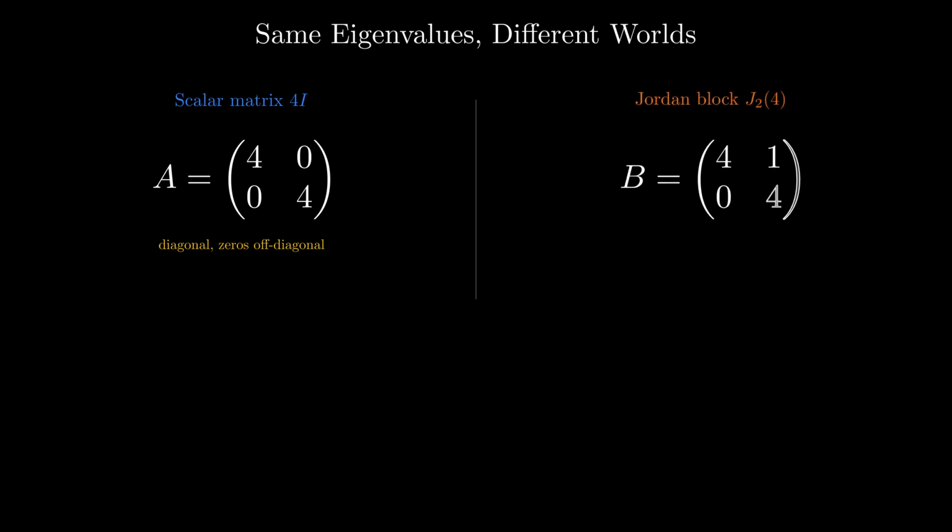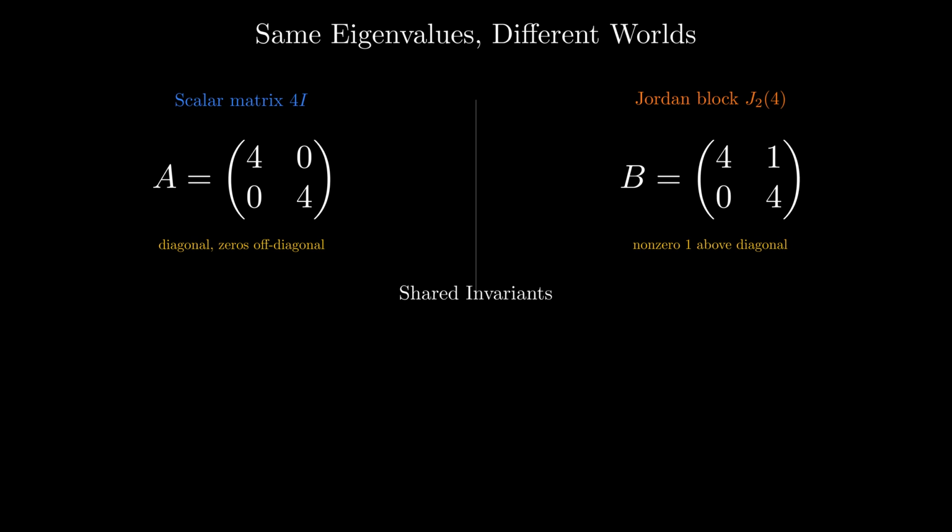Here are two matrices that look almost the same on paper. The first is 4 times the identity, a diagonal matrix with 4 and 4 on the diagonal and the zeros off diagonal. The second has 4 and a 1 on the top row and a 0 and a 4 on the bottom row. Let's check their invariants.